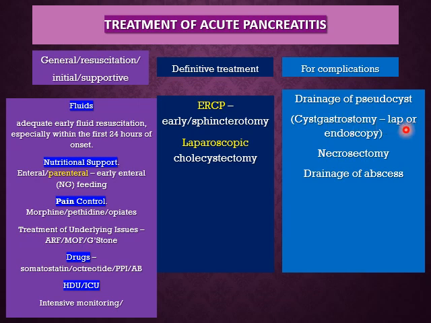which can be laparoscopic or endoscopic, excision of the necrotic tissue or necrosectomy, and if there is an abscess, drainage of the abscess. These surgical procedures can be done either endoscopically, laparoscopically, or by open surgery.